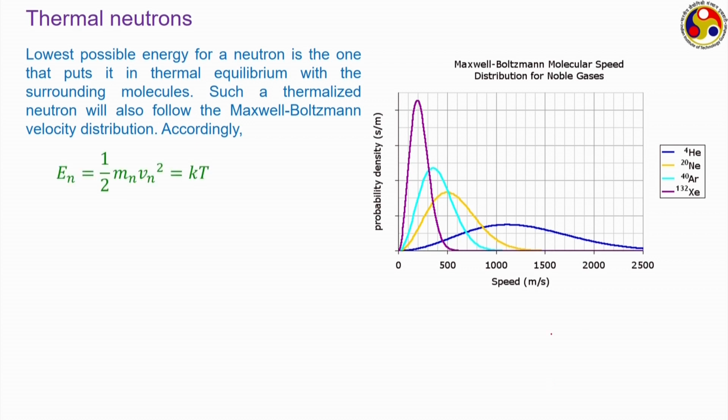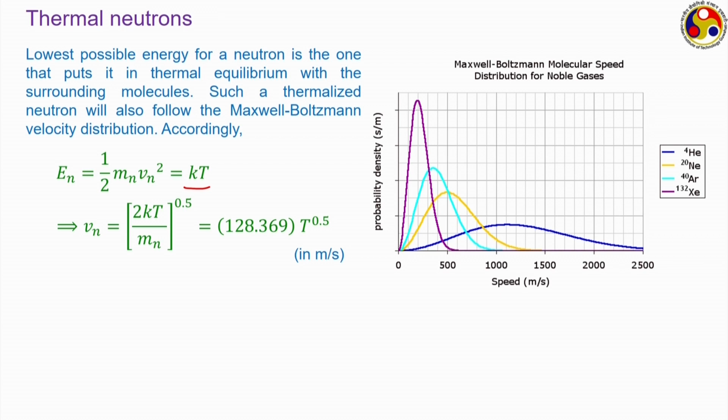So, accordingly we can say that when a neutron has been thermalized, its energy will be equal to k into T, where k is the Boltzmann constant and T is the absolute temperature of the surrounding, and comparing this we can derive that V n is equal to 128.369 into root over of absolute temperature, where V is in meter per second and T is in Kelvin.